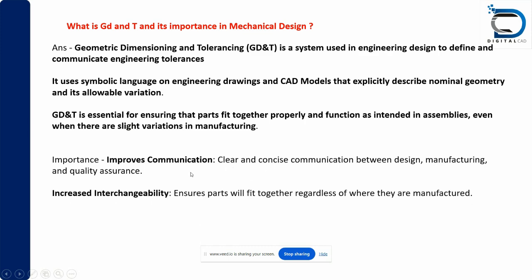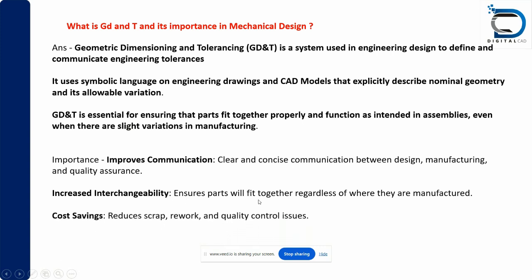Then, it increases interchangeability. When we are working at an OEM or MNC, we do not manufacture every part in house; we also manufacture with vendors. Small parts are made there, and then we create the assembly in our main plant. GD&T ensures that your parts will fit together regardless of where they are manufactured. Anywhere we manufacture, at the end when we assemble, the assembly should be done. That is the main function: it increases interchangeability.